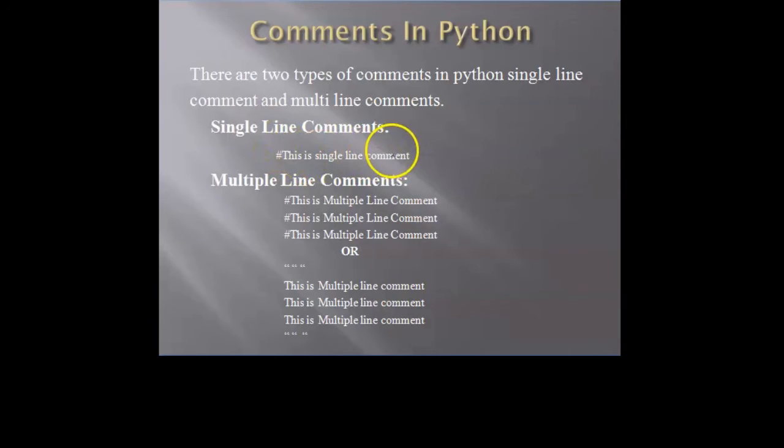Same for multiple line comments. You can use a hash with each line, or there is another option: use three inverted commas, and inside them write whatever you want. All of this will be treated as a multiple line comment. There may be some differences depending on the IDE, so you can use a simple hash or whatever facility the IDE you are using provides.